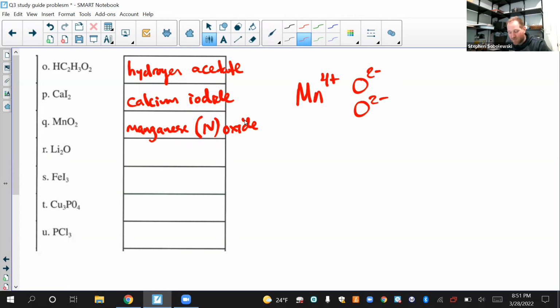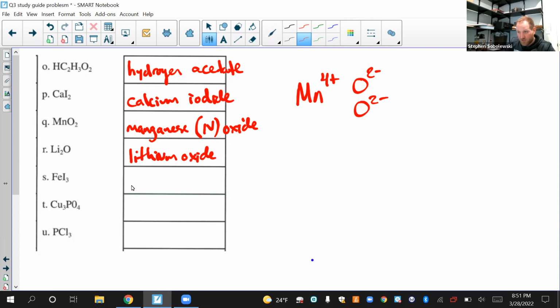Now, note that this does have a common name. It's sometimes called manganese dioxide. That's just an old name that's stuck with it. You've used this before. This is the black powder that serves as the catalyst for hydrogen peroxide. It's that stuff you added that causes the hydrogen peroxide to fizz. And it's called manganese dioxide on the bottle. That's kind of an old name. The official name is manganese 4 oxide. Li2O, that's going to be lithium oxide.